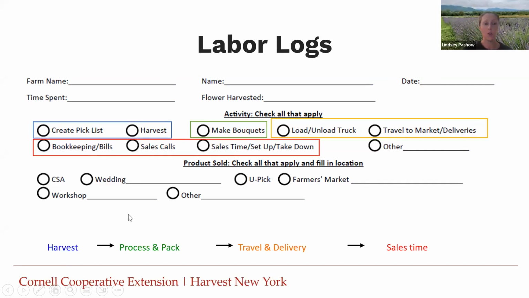So the blues are the harvesting for the farm. The green is processing and packaging. The orange, I guess yellowish, would be travel time. And then the red is your sales time. You ask your employees just to put down their name, the time they've spent, what they're harvesting, the date, and where this product is going. It doesn't have to be the same person doing this, and they fill it out for each of these different sectors. Then it gives you an idea of how much labor you're actually putting into your operation.